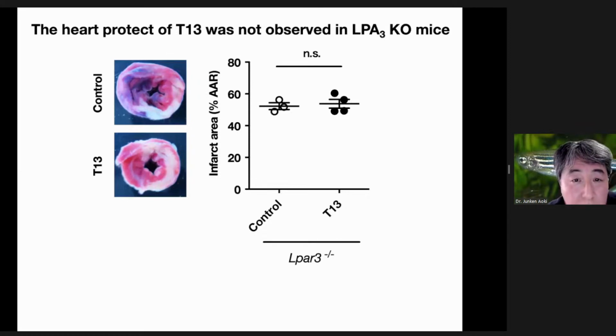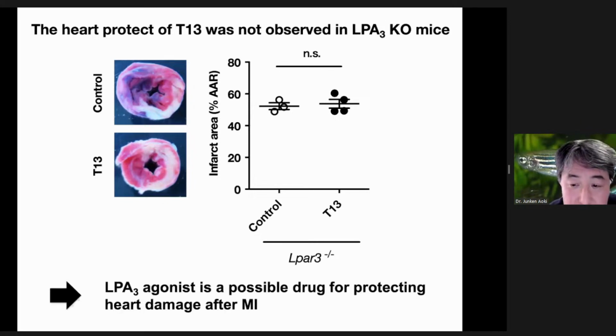So this is a negative control experiment showing that T13 effect was not seen in LPA3 knockout mice. So T13 effect was mediated by LPA3 receptor, possibly expressed on vagal nerve cells. So our data indicated that LPA3 agonist and endogenous DHLPA is a possible drug for protecting heart damage after a heart attack.